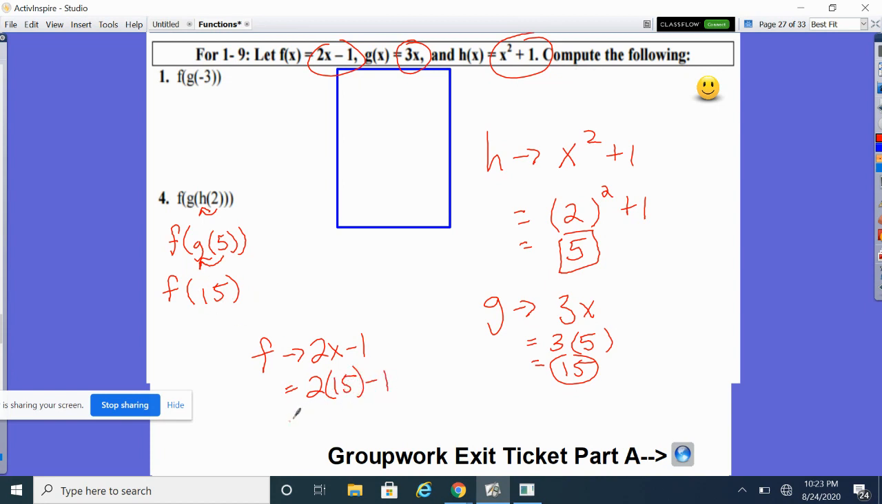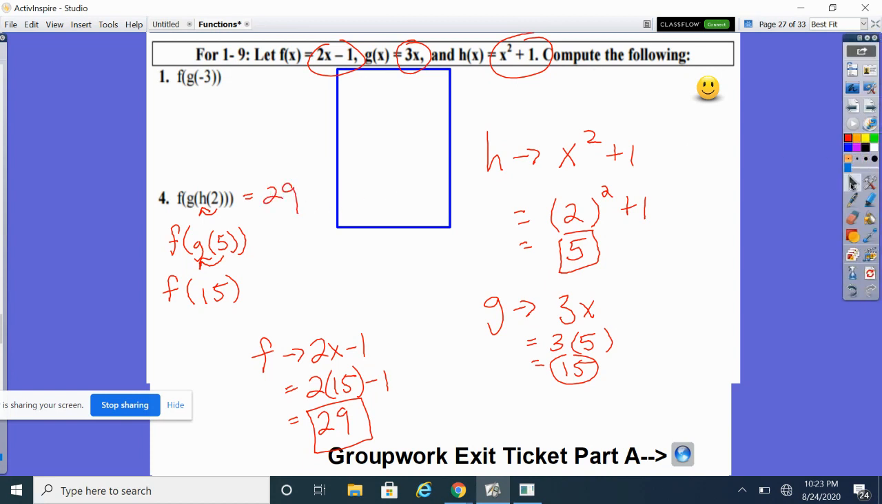2 times 15, that's 30. And 30 minus 1, 29. We've used all 3 functions, h and then g and then f. And so that's our final answer. It's equal to 29. All right, go try out part A. See how you do.